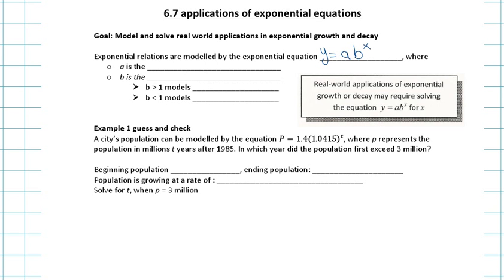Now a is your initial value, okay? So what you're starting with. So let's say we're talking about the price of a car, right? You bought a car for $10,000. That's your initial price, right? So $10,000 is your initial price, so that's going to replace A. And let's say the car is going to depreciate in price by 20% every year. So that is going to replace B. Okay? So A is going to be your initial value.